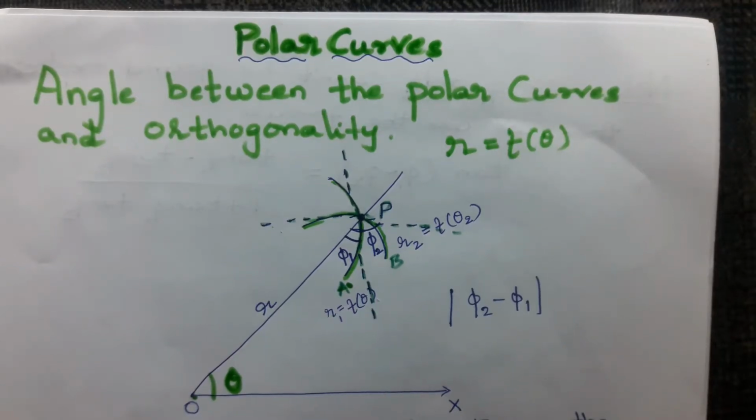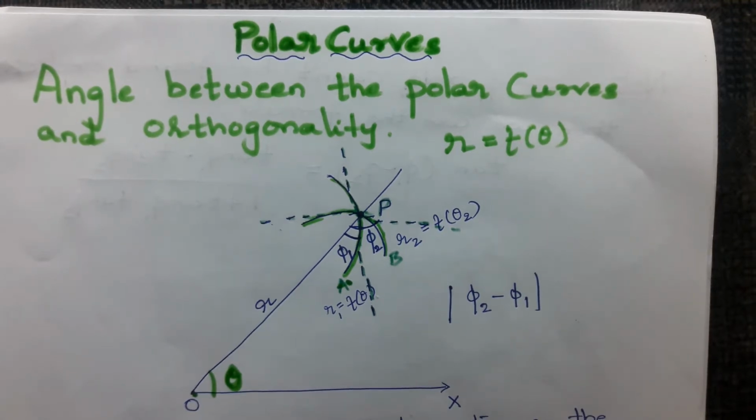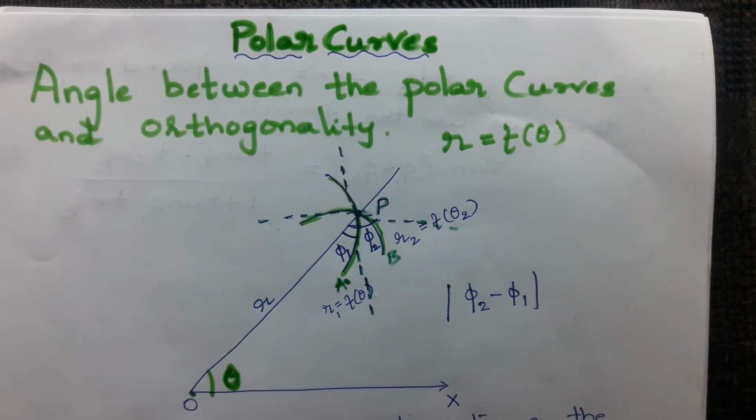Hello students, welcome back. In the last two videos, I explained polar coordinates and the angle between the radius vector and tangent to the polar curve, and I also took a few problems based on the concept. Now in today's class, I am going to talk about polar curves, the angle between polar curves, and the condition for orthogonality, again with a few problems based on this concept.